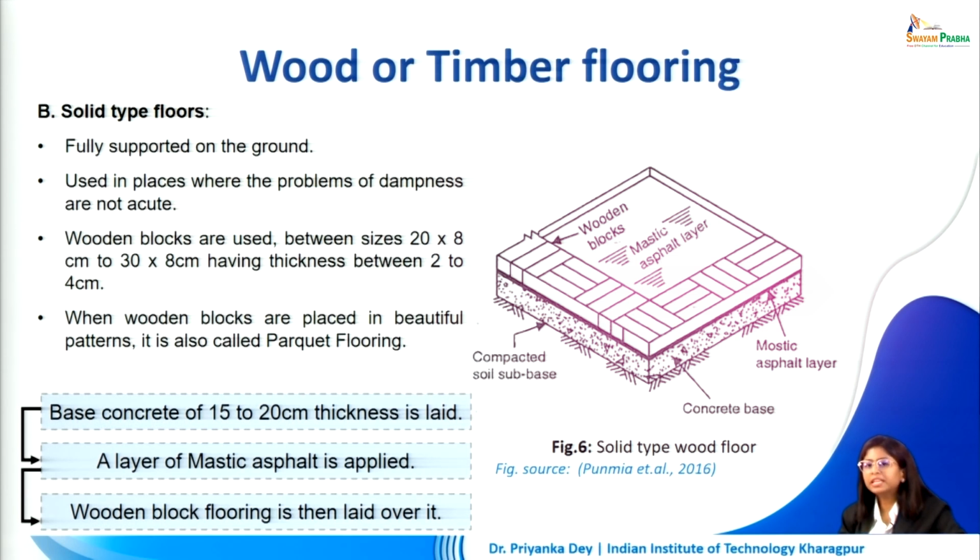So, depending upon the pattern, if we select a patterned wooden solid flooring, it will be known as a parquet flooring. Here we create a base concrete of 15 to 20 centimeter thickness, above which a layer of mastic asphalt is used as a damp proofing course. Then finally, the wooden block flooring is laid over it, and the pattern can of course be of our choice. Depending upon the type of pattern we have selected, the wooden blocks that we are using for this flooring will have to be prepared.